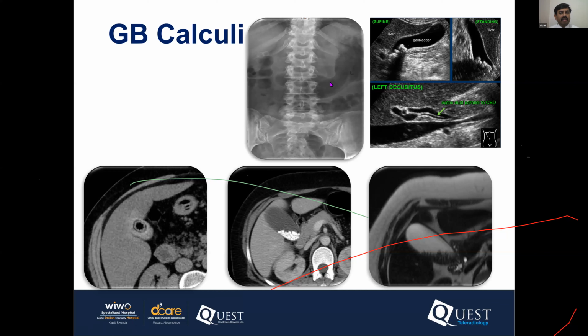Next, if we suspect a patient with right upper quadrant pain, whether we see the gallstone on X-ray or we don't see it, we do proceed to ultrasound, which is the investigation of choice.